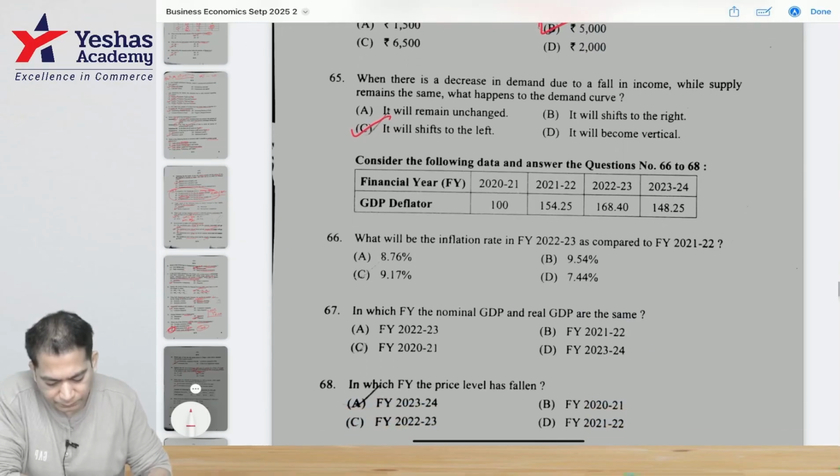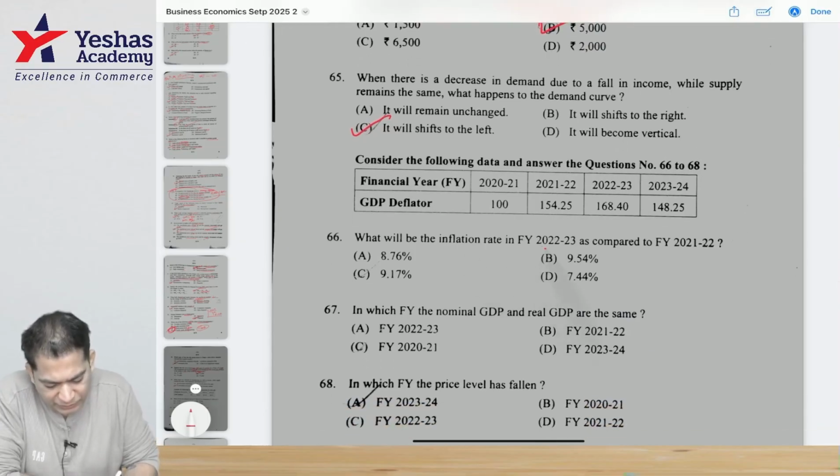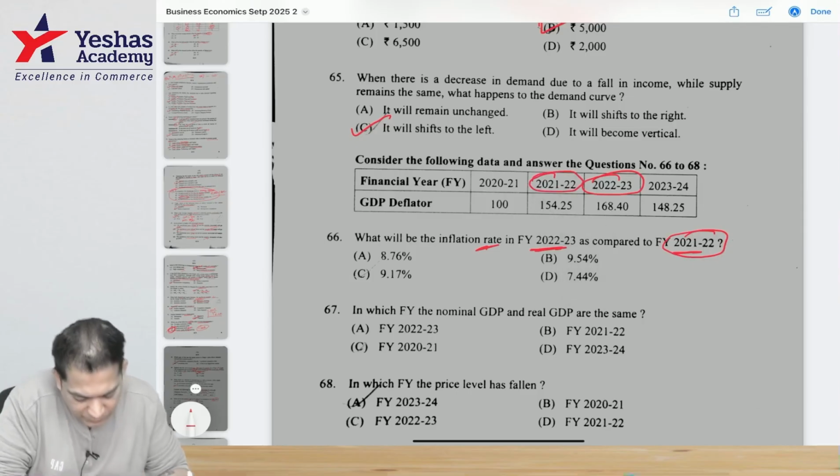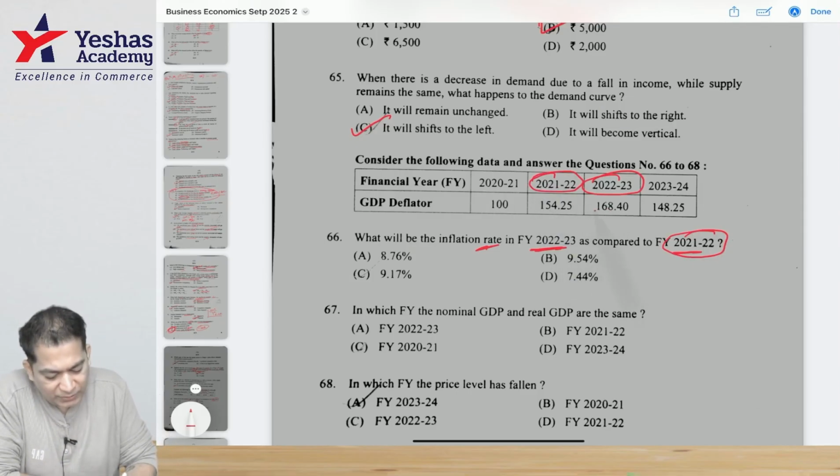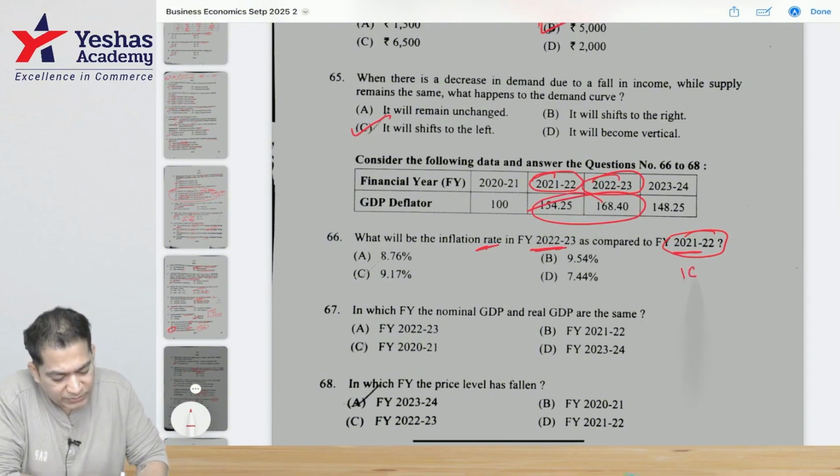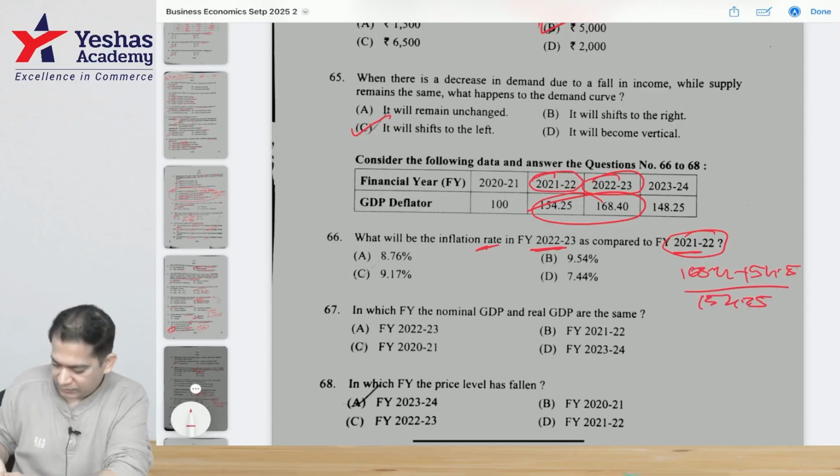Now here, they've asked you what will be the inflation rate in FY 22-23, given FY 21-22. What you have to find out is nothing but the percentage difference between these two. So that will be 168.4 minus 154.25, divided by what was the previous one, 154.25, into 100. When you do this, how much do you get?